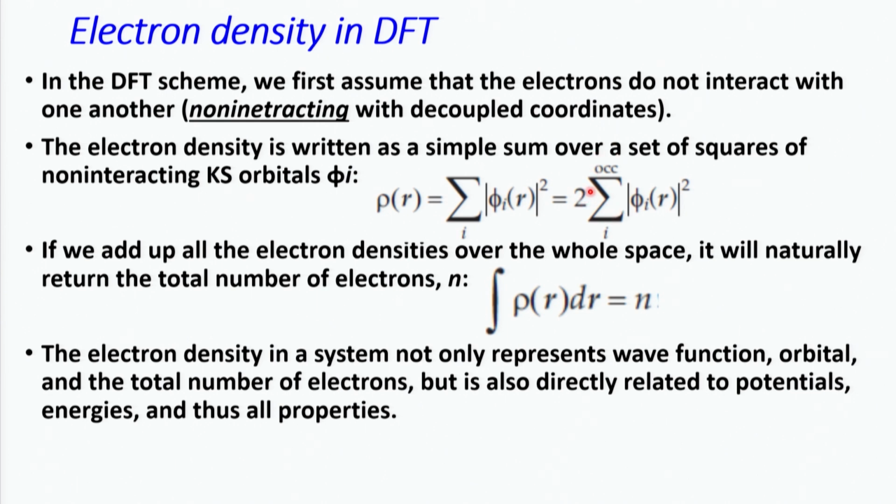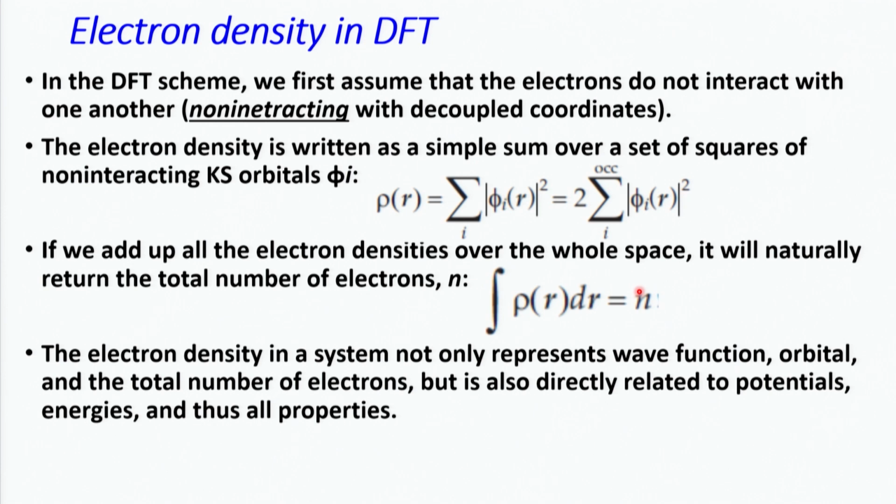Now if we add up the electron density over the whole space, it will naturally return the total number of electrons. So this is the total electron density of the system. If you integrate it over all space, you should get the total number of electrons. But in the actual sense, what we are doing is refining this psi i, giving you rho r, and this rho r integrated over all the volume should give the total number of electrons.